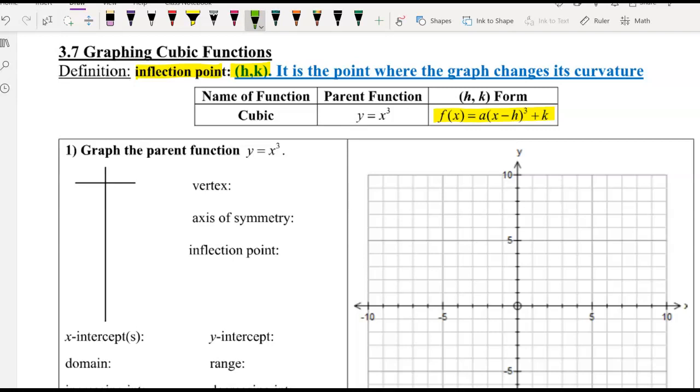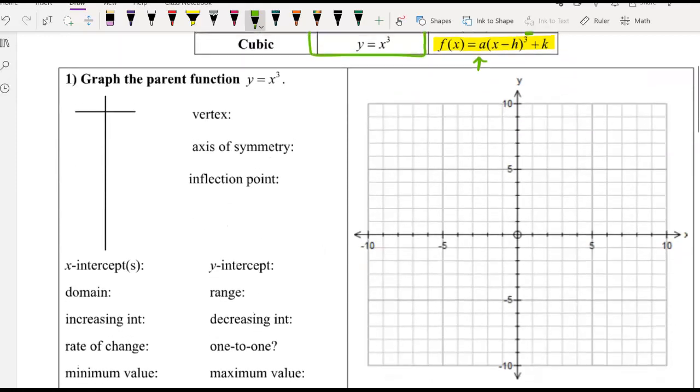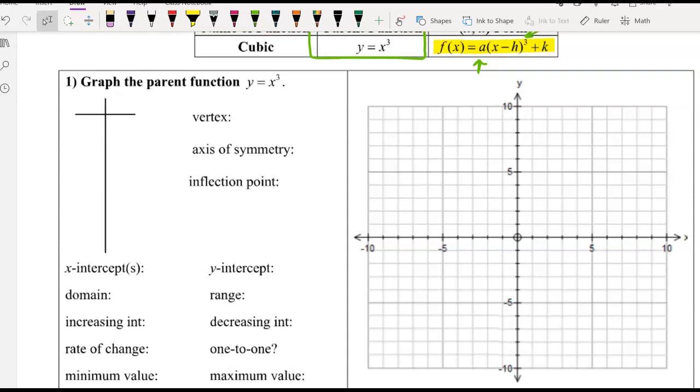Now for cubic, the parent function is going to be y equals x to the third, because they need to have a third power. If you look at the HK form here, students, it's very similar to the HK form in the quadratic, except now you have a power of 3. We're going to do something very similar to the quadratic. First, we're going to graph the parent function, which is y equals x to the third. We are still going to pick 5 points that are easiest for us to plug in, but we have to plug into the cubic function.